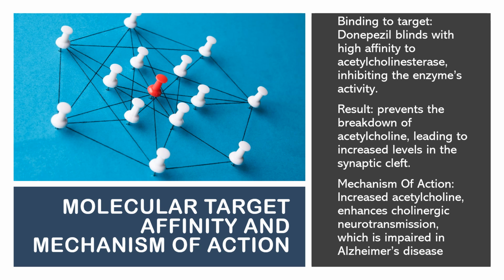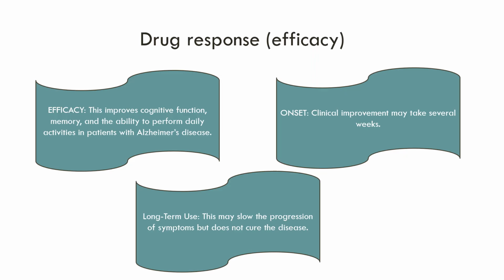Binding to the target, donepezil binds with high affinity to acetylcholinesterase, inhibiting the enzyme's activity, and as a result, it prevents the breakdown of acetylcholine, leading to increased levels in the synaptic cleft. Let's have a look at the mechanism of action. Increased acetylcholine enhances cholinergic neurotransmission, which is impaired in Alzheimer's disease.